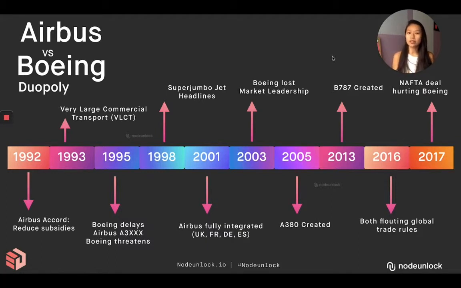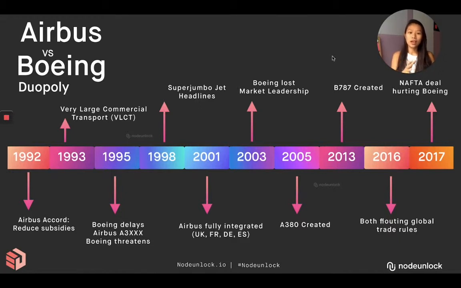So if you don't know, Airbus A380 is a very, very big plane. You have 2 levels, and you can fit a lot of people in there. So that's where the real Superjumbo jet existed, and it threatened Boeing 777. Boeing lost their market leadership, and then they needed to create a bigger plane to compete with the A380, and so the Boeing 787 was created.